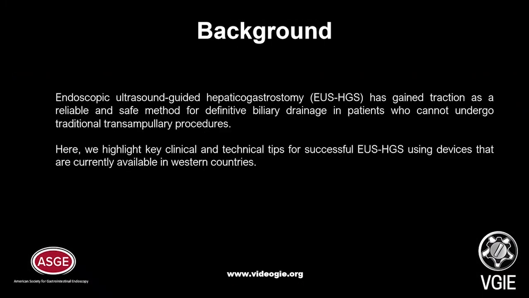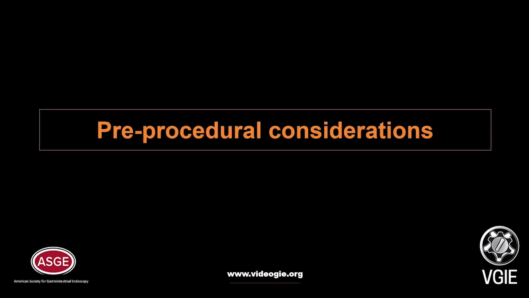Endoscopic ultrasound-guided hepaticogastrostomy has gained traction as a reliable and safe method for biliary drainage in patients who cannot undergo traditional transampullary procedures. Here, we highlight key clinical and technical tips for successful EUS-HGS using devices that are currently available in Western countries. We will now review key concepts that apply to each step of the procedure, starting with pre-procedural considerations.